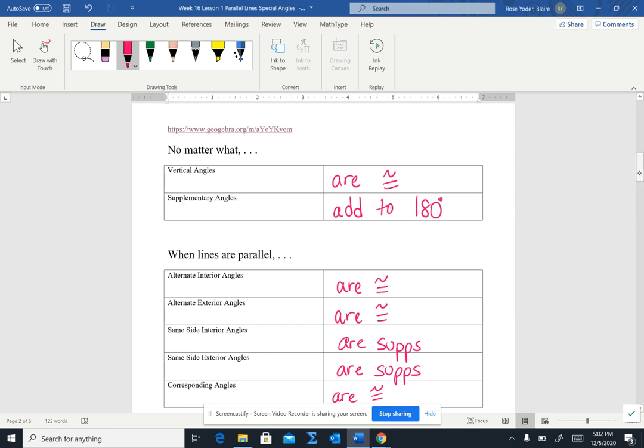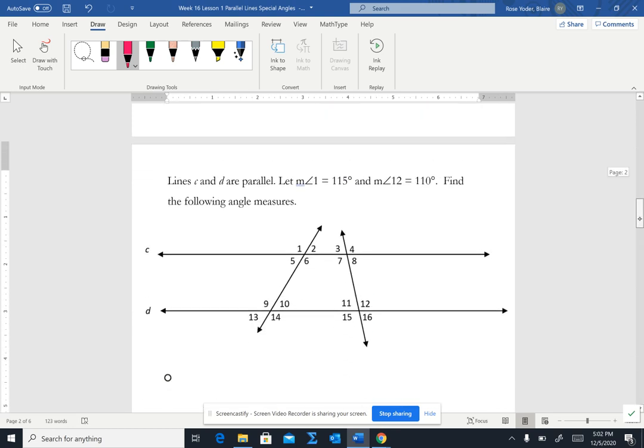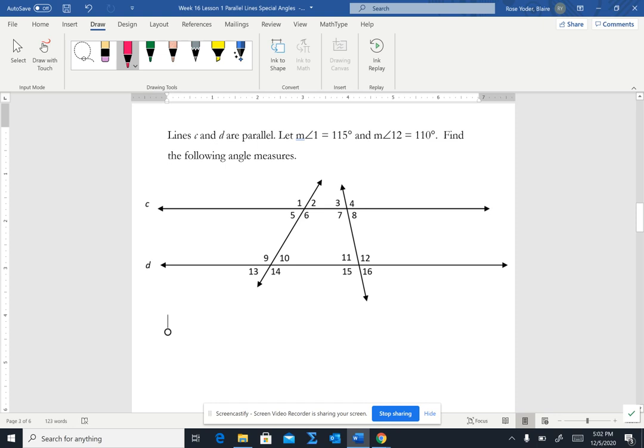So when you do every problem, like for example, this one coming up, you want to ask yourself, the angle that I'm dealing with, is it congruent to or supplementary to the given one? So let's start here with angle 1 is 115.